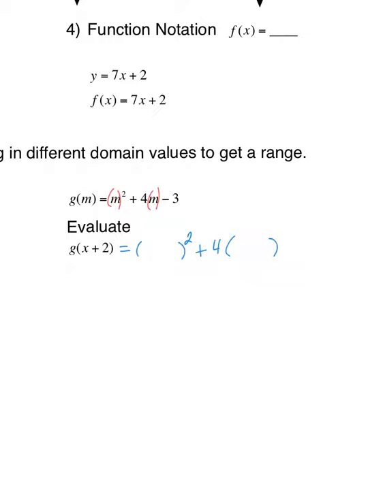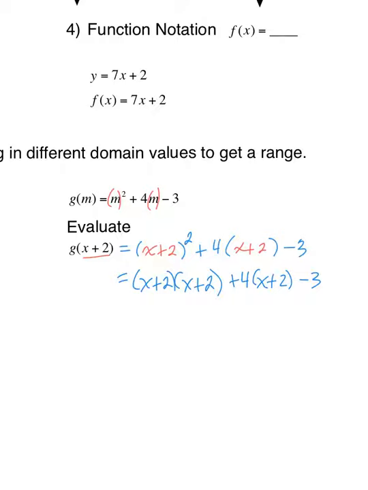And the only thing that really changed on this particular problem wasn't the function itself, but instead of having an x, we have an m. Not trying to confuse you or anything. And so instead of m, I'm going to put an x plus 2 in for every m that's in that function. You have to be really, really careful right here because x plus 2 squared is not x squared plus 4. You have to actually write out x plus 2 times itself. So this means x plus 2 times x plus 2, and then we have plus 4 times that x plus 2, and then minus 3.